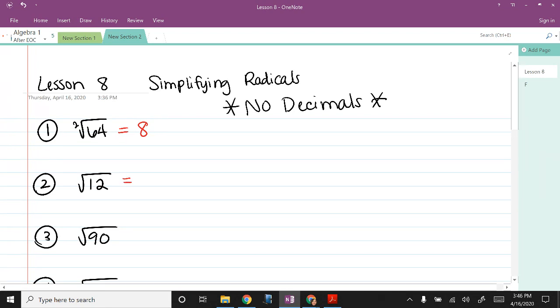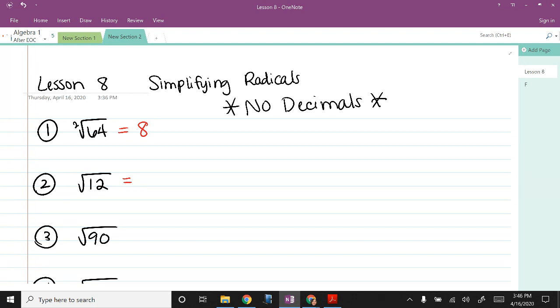12 is not a perfect square. There's nothing that multiplies times itself to get 12. Okay, so what we have to do is simplify this radical. Now, the way we simplify a radical, like I said, I'm not impressed. Do not type that in your calculator and get 3 point something, even though that's what your calculator says. Okay, that's not what we're doing here.